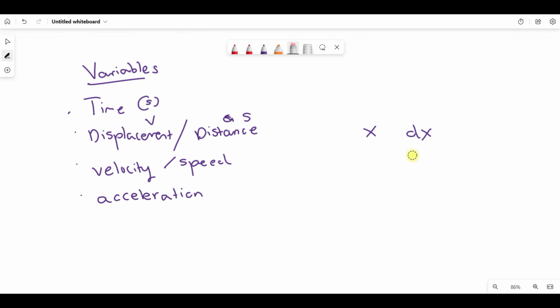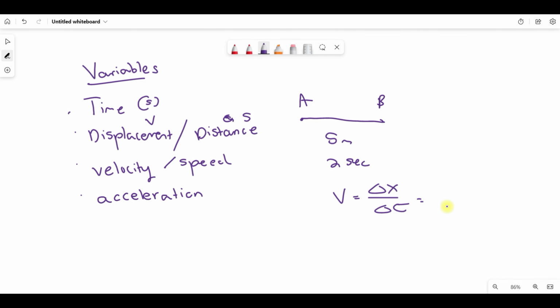So, just for a quick example, if you went from point A to point B, which is 5 meters, if it took you 2 seconds to do so, then your average velocity would be your displacement over your time, which would be 5 meters over 2 seconds, which would be 2.5 meters per second. And as you can see, the units are meters per second for velocity.